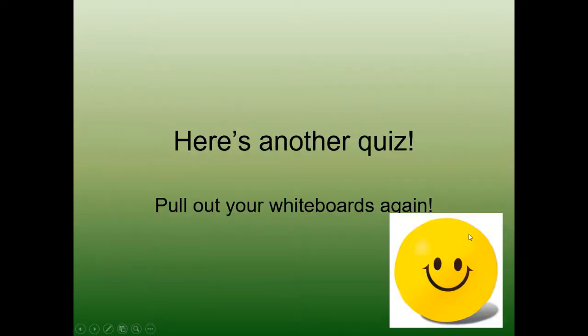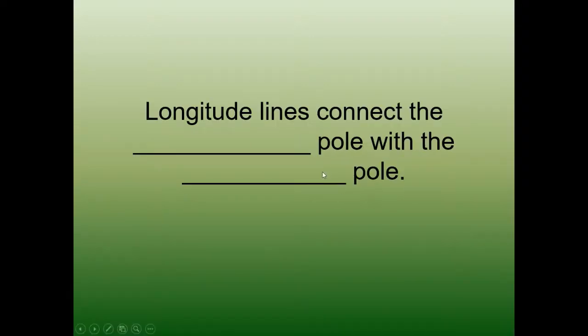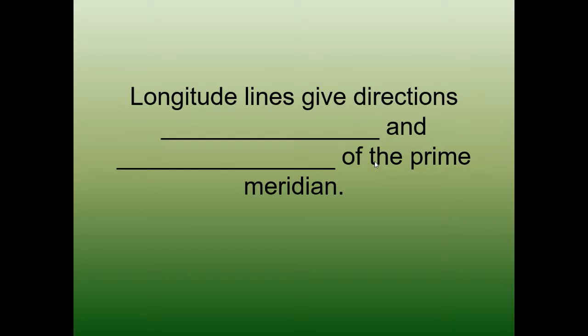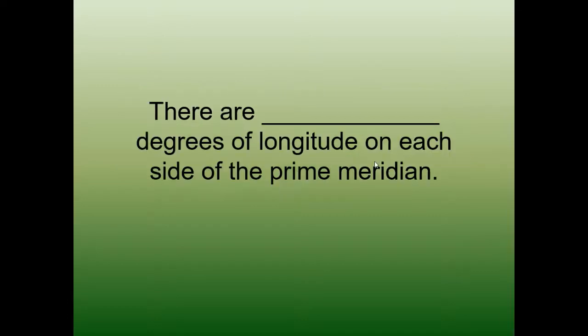Okay. All right. We're not really going to pull out our whiteboards here. Longitude lines connect the blank pole with the blank pole. That's pretty straightforward, I hope, by this point. They connect the North Pole with the South Pole. So they are not parallel. Okay. The line of 0 degrees longitude, that starting point, is called the prime meridian. Longitude gives us direction, blank and blank, of the prime meridian. So they're running north and south, but what we are measuring is east and west of the prime meridian.